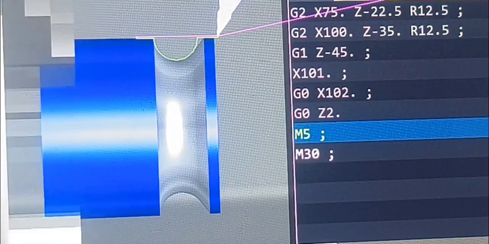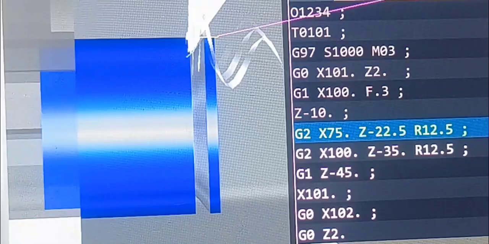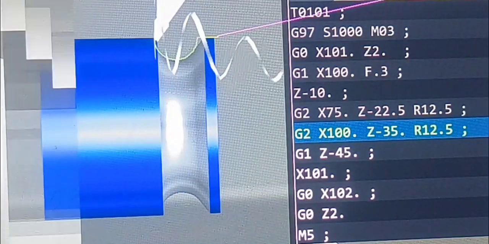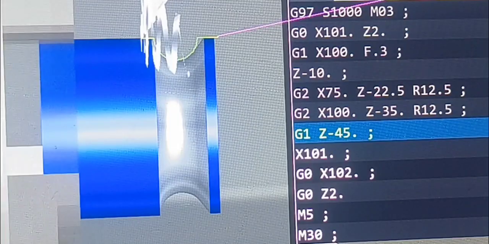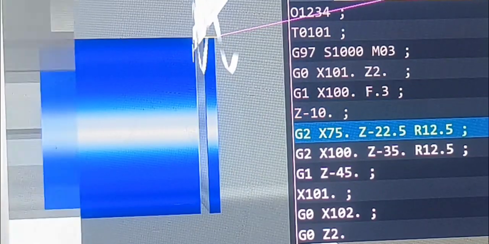Finally, the program is closed by using M5 to stop the machine spindle. Then, the entire program is terminated with M30 and the whole program is rewound. I hope that you have a rough understanding of how the CNC G-code in the picture works.